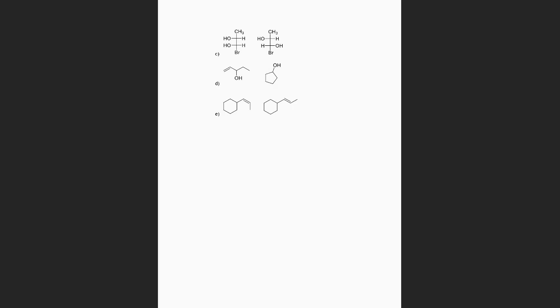I'm sorry, do you mind giving me the meso example and the constitutional isomer example? Okay, sure, we can go over that. Thank you. So let's do meso. Meso happens because there's symmetry. If I have a molecule like this, there are two chiral centers right there.